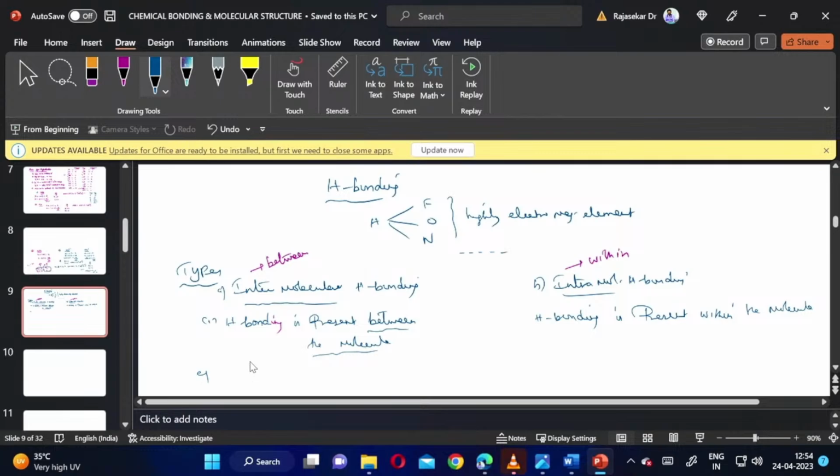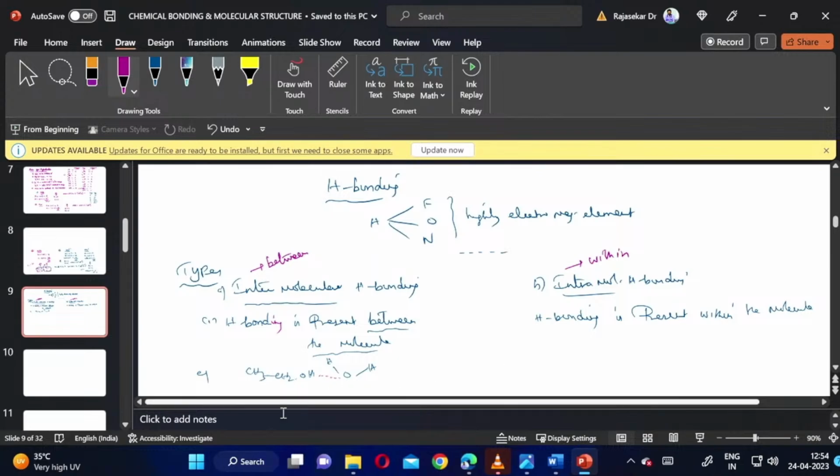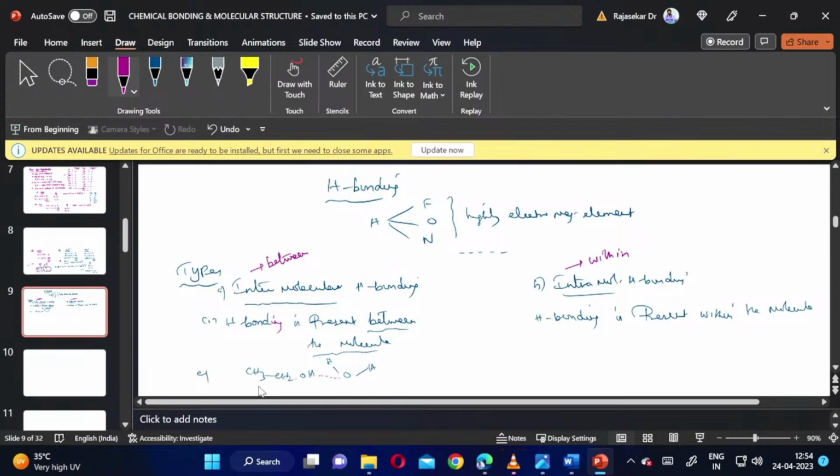So it may be ethanol, formula CH3CH2OH, no. Between water, what is the formula for water? H2O, no. So the hydrogen of this, the oxygen of this, correct or not? Okay. So hydrogen bonding is present between what? Between ethanol and water molecules. Are you following? Right.